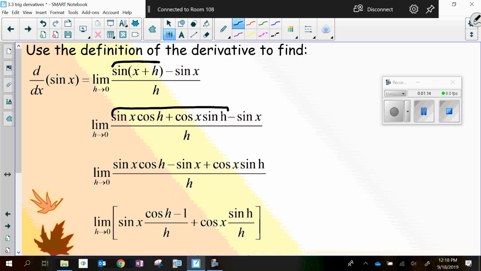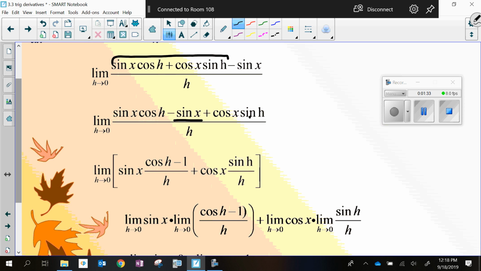The sum difference identity. Right. Okay, so then what is happening down here? I see this right here, and then this is just rearranged. Got it? Because that's that, that's that, that's that. Okay, so just rearranged.